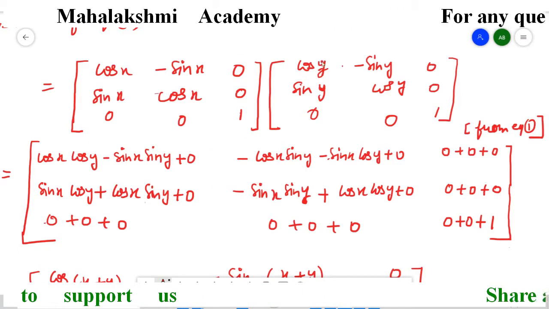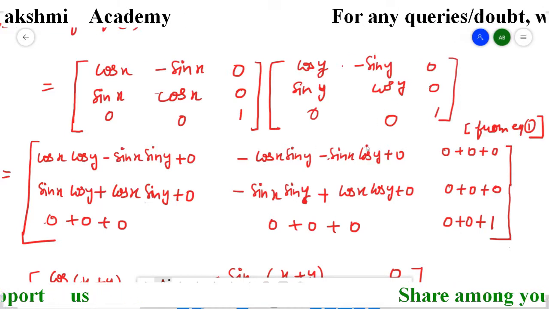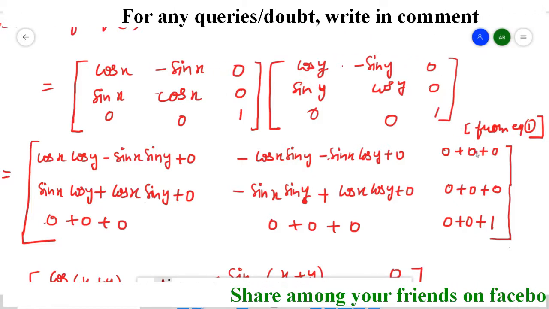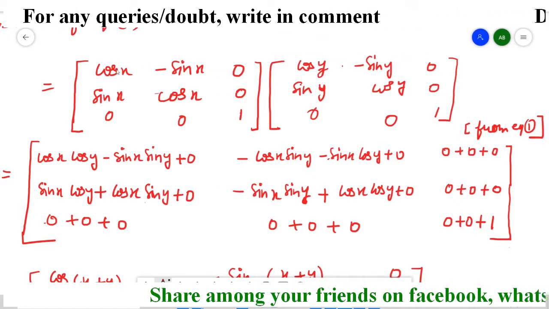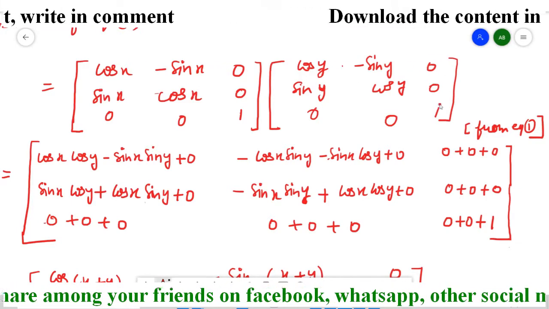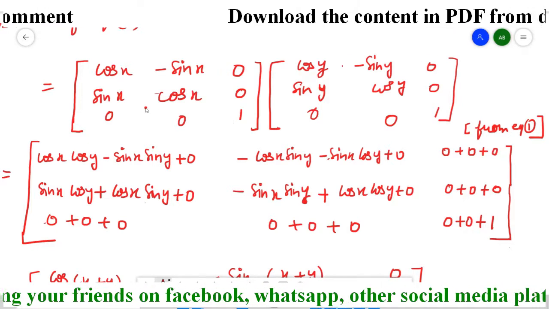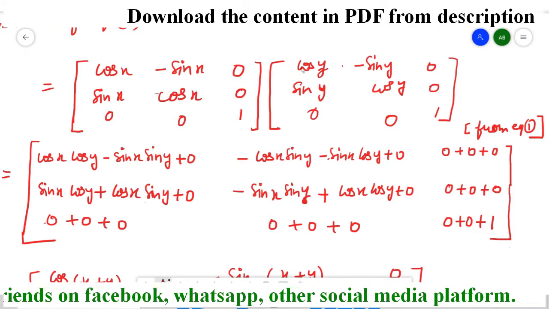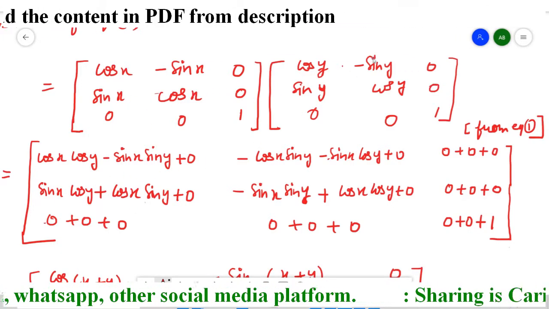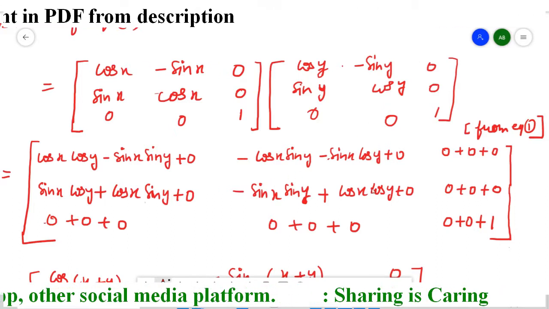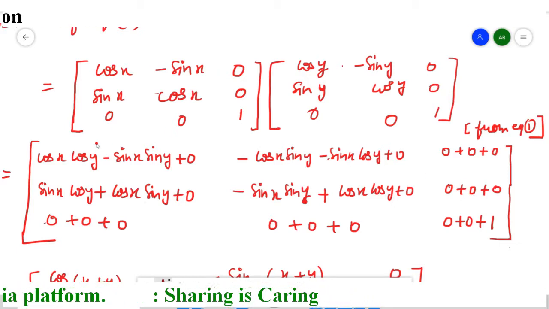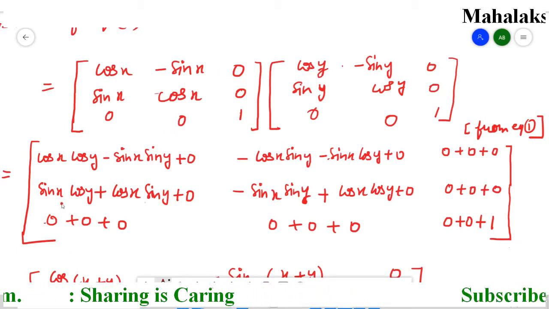Now the first row multiplied by the second column, we have to enter here. In the same way, the first row multiplied by the third column will enter here. Corresponding elements you have to multiply: cos x multiplied by 0, then minus sin x multiplied by 0, and then 0 multiplied by 1 is 0. In the same way, the second row multiplied by the first column will enter here, and then the second row multiplied by the second column will enter here, and the second row multiplied by the third column will enter here. In the same way you have to multiply the corresponding elements.